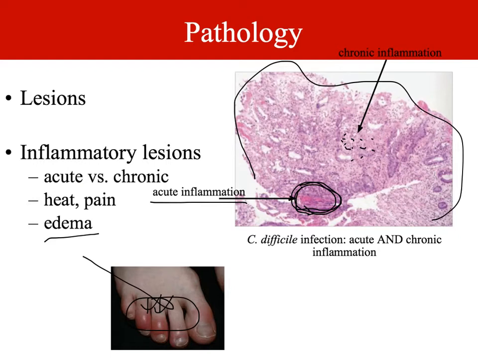The section that I have up here is one from C. diff infection. I'm not trying to keep hammering that one organism, but we've already talked about it, so I thought it would make a good example. This is a type of infection where you actually see both acute and chronic inflammation going on. Chronic inflammation would be the areas that were originally infected. Acute inflammation is where you have this organism spreading deeper and deeper into the tissue.